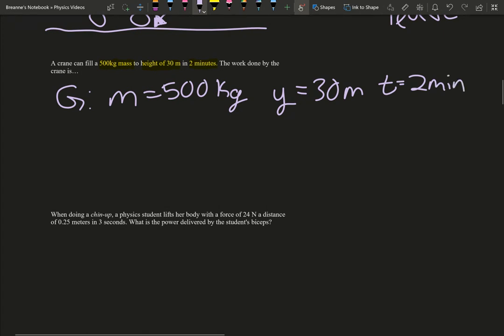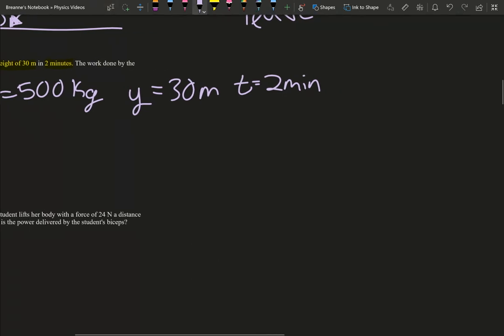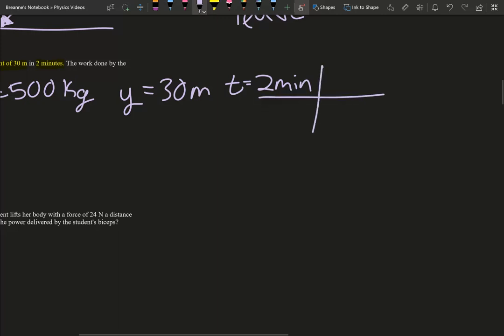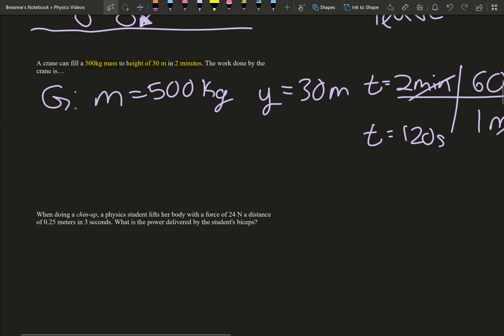Hold it. Do we like minutes? Hopefully all of y'all are screaming at your computers right now. No, we don't like minutes. We need to convert the minutes to seconds. For 1 minute, we have 60 seconds. Minutes cancel, so you do 2 times 60, which gives 120 seconds. So now our time equals 120 seconds. Crisis averted. We got what we need.